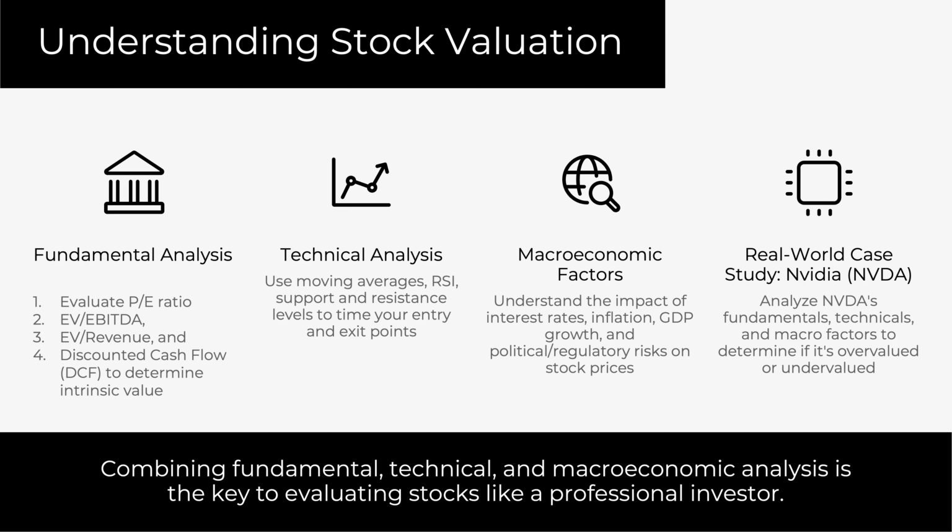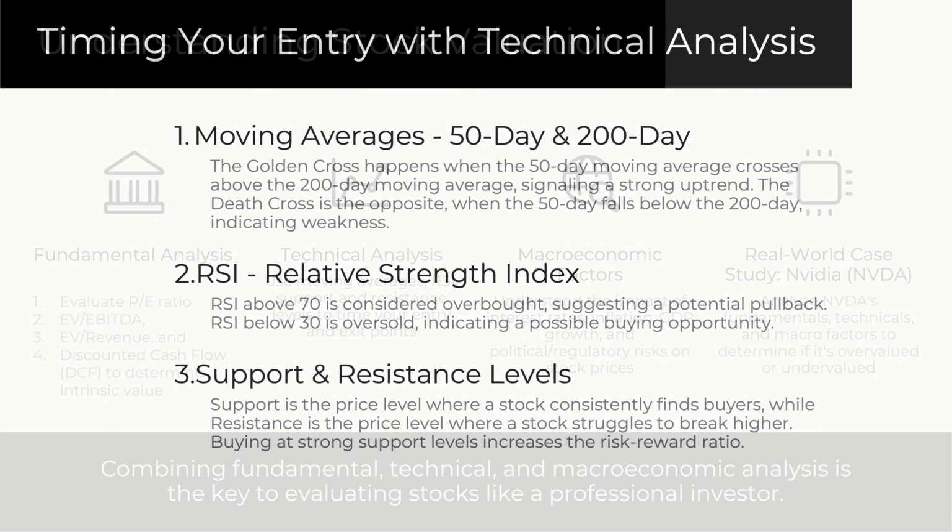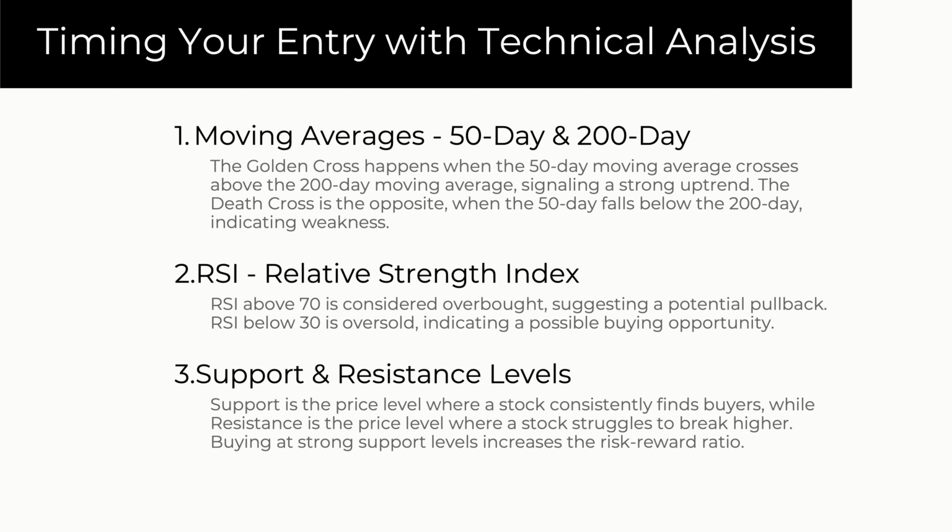Fundamental analysis tells us what stock to buy, but technical analysis tells us when to buy it. 2. Key technical indicators for entry and exit. Moving averages, 50-day and 200-day. The golden cross happens when the 50-day moving average crosses above the 200-day moving average. This is bullish and often signals a strong uptrend. The death cross is the opposite, when the 50-day falls below the 200-day, signaling weakness.